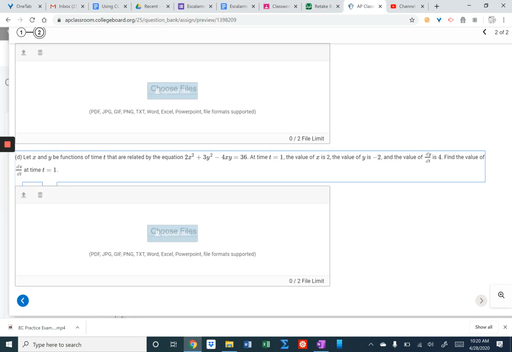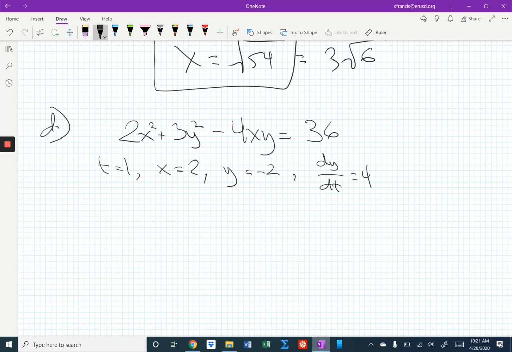So for part D, it says let x and y be functions of time t that are related to this equation at time t equals 1. Now they're giving us a bunch of values. x is 2, y is -2, dy over dt is 4. They want us to find the value of dx over dt at this same time. So we have to differentiate this equation now with respect to t, not with respect to x, like we did earlier.